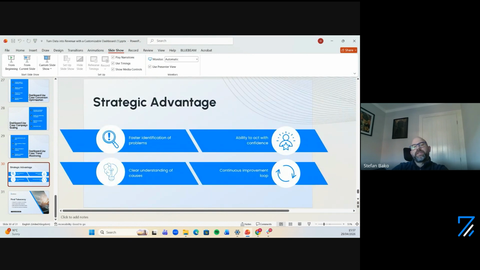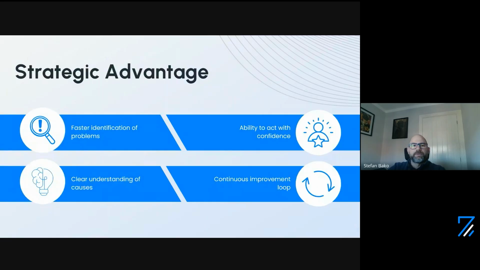So the real advantage here is not just having more data, it's being able to act faster and more accurately. So you can identify problems quickly, understand them clearly, and fix them efficiently. And that's what creates the consistent results. And with the new customer dashboard, you are also able to change the dashboard in a way that you see the information you need quickly.